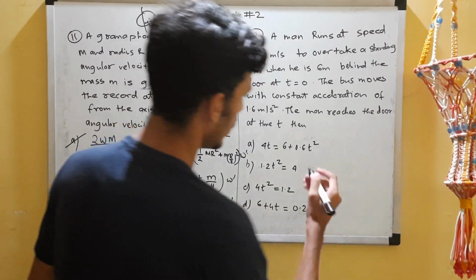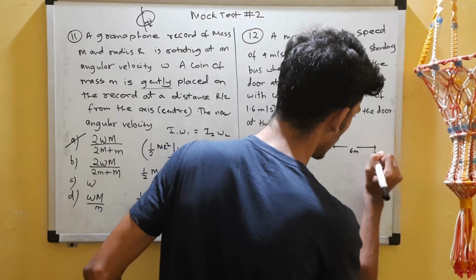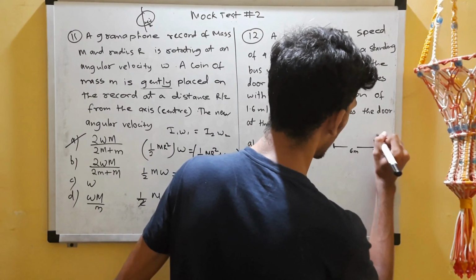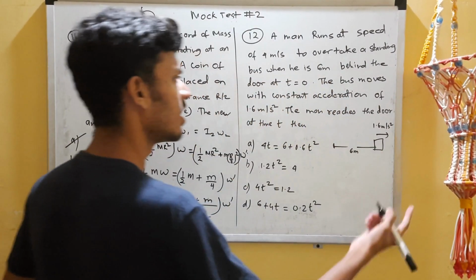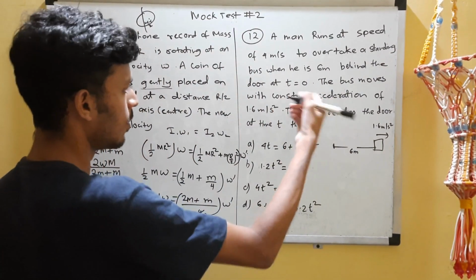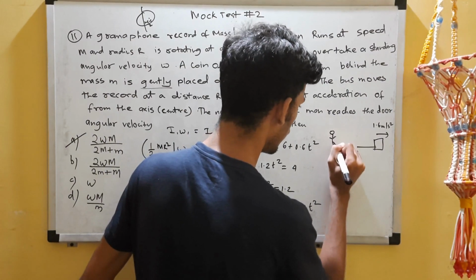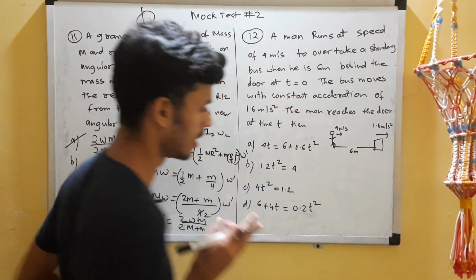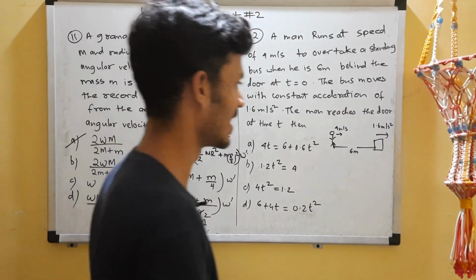First of all, let's picture the scenario. We have the man over here at a distance of 6 meters from the bus. The bus is moving with an acceleration of 1.6 meters per second square. Its initial velocity was 0 at time t is equal to 0. The man at t is equal to 0 began with a velocity of 4 meters per second towards the bus. Of course he wants to overtake, so it's towards the bus.